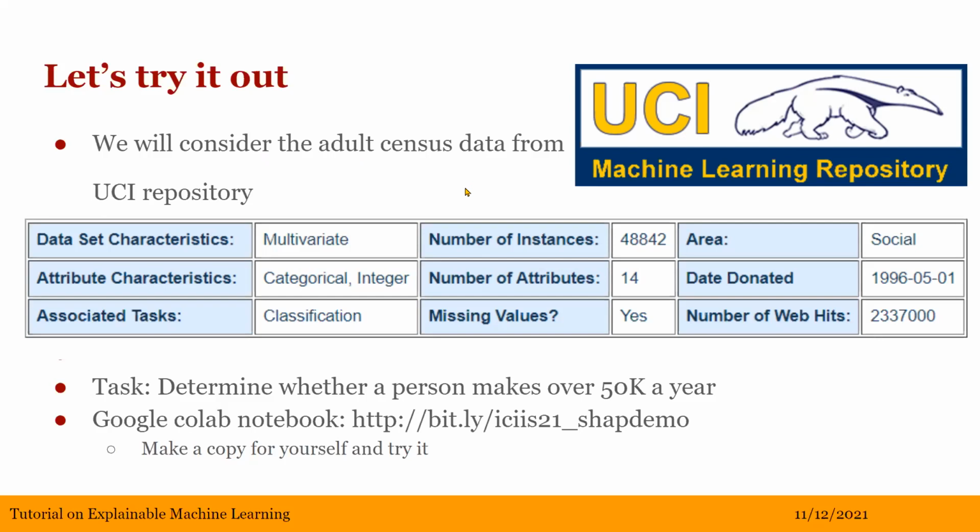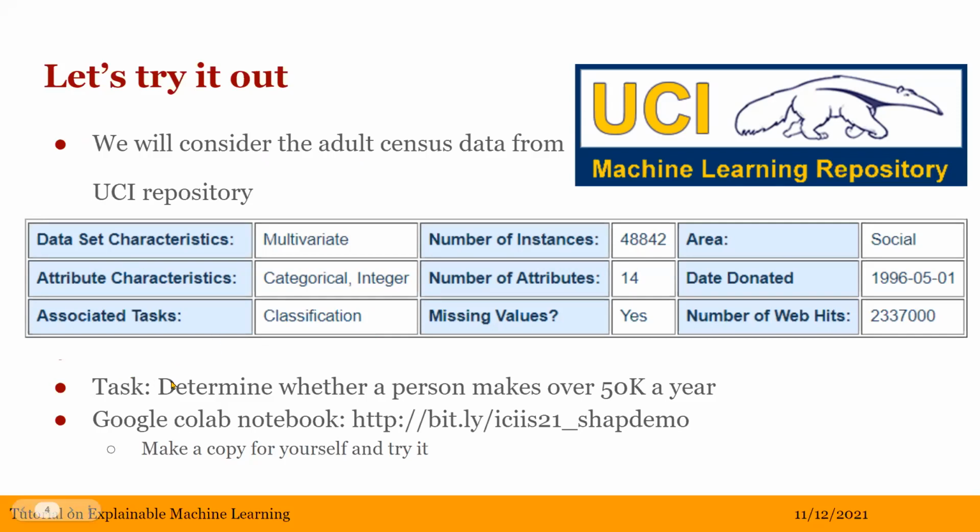So this particular adult census data set comes from the UCI repository, and these are the characteristics of that data set. It's a multivariate data set with a considerably large number of instances, and we have 14 attributes, or 14 features. I have presented what the data set is, and now the next question is, what are we going to do with this data set?